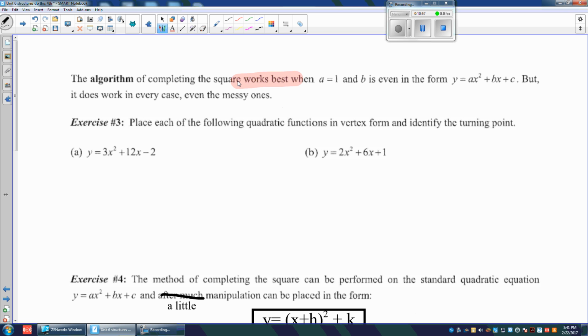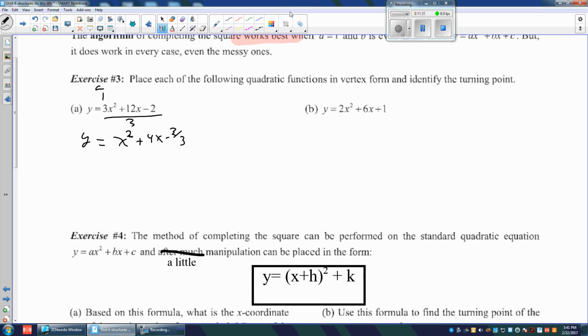Oh, wait, you know what I'm going to do? I'm going to make a 1. I'm going to force it to be 1. How? There is a 3 right there. That's a. Just divide by 3. Divide everything by 3. So y equals x squared plus 4x minus 2/3. Okay? And now place each of the following quadratic functions in vertex form and identify the turning point.